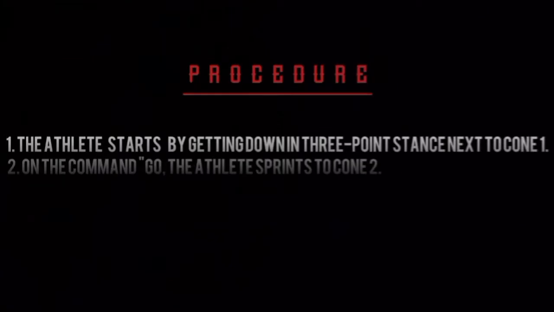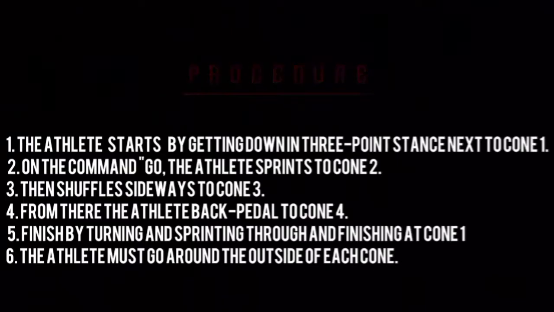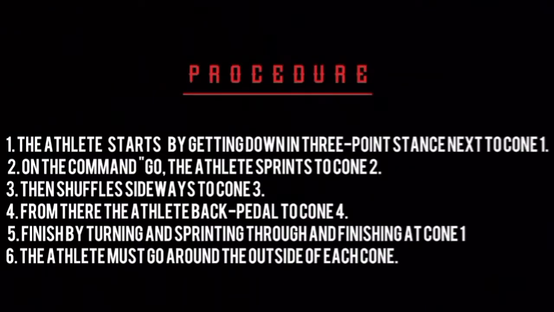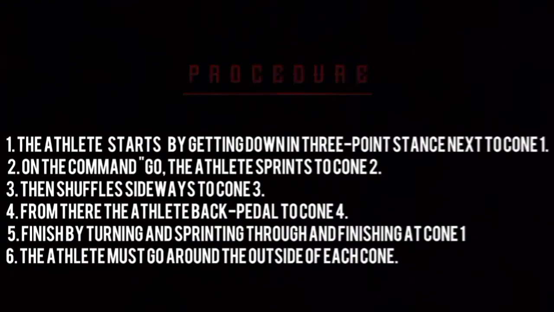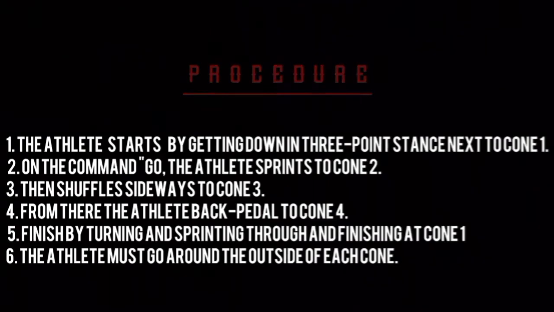The procedure of the test: the athlete starts getting down in a 3-point stance next to cone 1. On the command go, the athlete sprints to cone 2, and then shuffles sideways to cone 3. From there, the athlete backpedals to cone 4 and finishes by turning and sprinting to touch the finish at cone 1. The athlete must go around the outside of each cone.